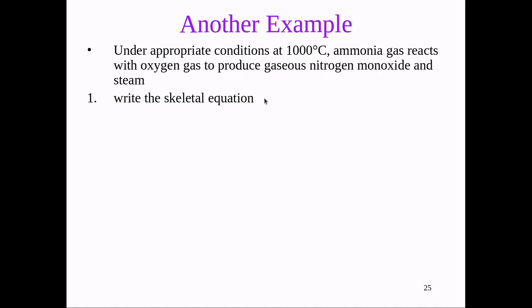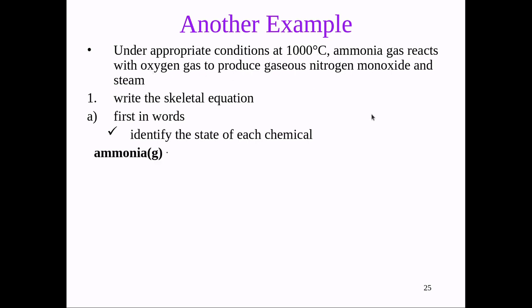So first thing we need to do is write the skeletal equation. But often when we're given something that's a little trickier like this, it's first easier to just write it out in words. Just take the words directly from the problem and write those out. So we have ammonia plus oxygen, and we got that from ammonia gas reacts with oxygen gas. This arrow literally means to produce gaseous nitrogen monoxide, so nitrogen monoxide is a gas, and steam, which we know is water in the gas form.